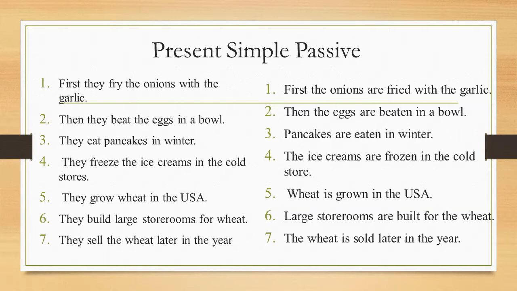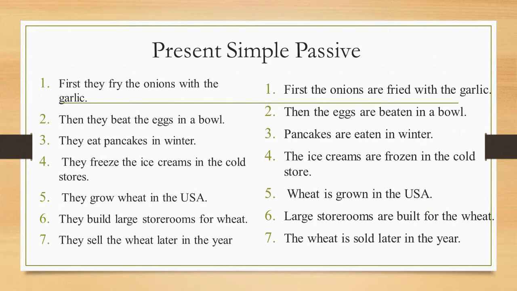Number 4, they freeze the ice cream in the cold stores. The ice cream is object. The ice creams are frozen in the cold store. Number 5, they grow wheat in the USA. In previous lesson, we have read the past participles of certain verbs that are grow, freeze, beat. So what is past participle of the verb grow? Grown. Object in this sentence is wheat. It will come at first. Wheat is grown in the USA.